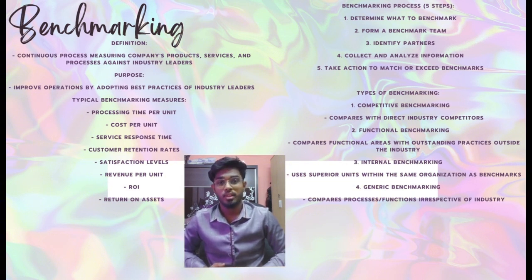For example, Maybank versus CIMB Bank. Functional benchmarking compares functional areas with outstanding practices outside the industry. Example, Maybank's customer service versus public banks or DHL Express. Internal benchmarking uses superior units within the same organization as the benchmark. Example, comparing branches of Universiti Teknologi MARA. And generic benchmarking is comparing processes or functions irrespective of industry. Example, comparing a hotel's check-in process with an airline online check-in.